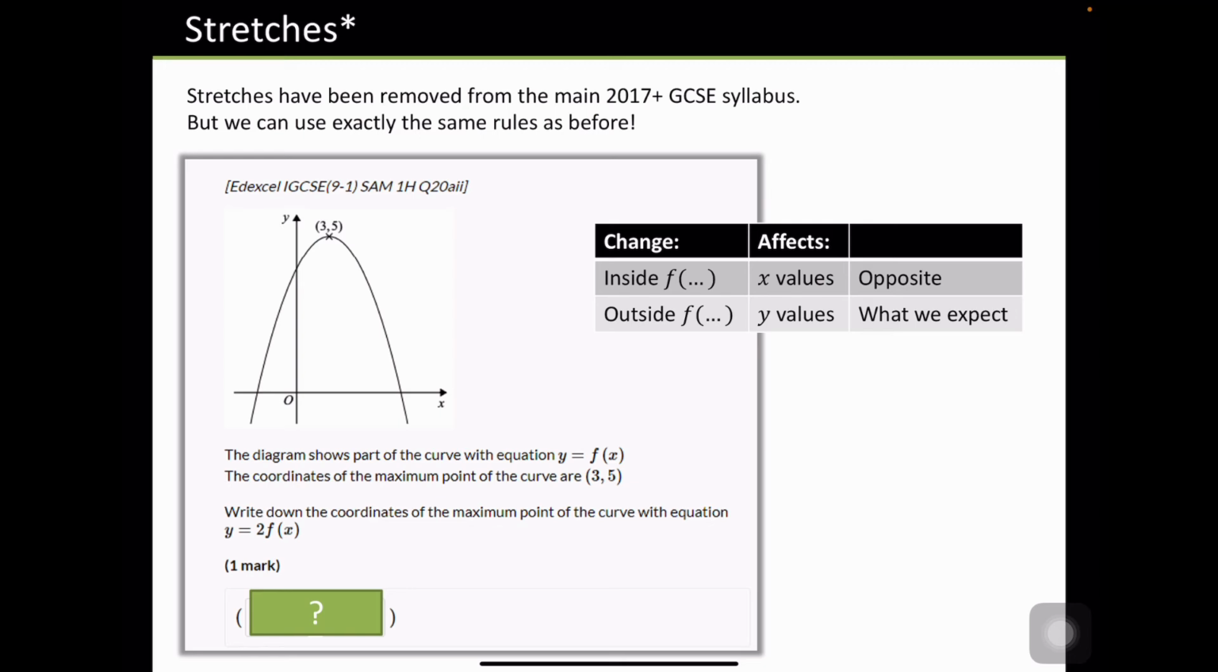Stretches have been removed from the main GCSE syllabus. However, you can just use the same rules as we've been using already. So if the value is outside of the brackets, then it's going to affect the y values. And so in this case, we are going to double our y value by 2, and we're not going to affect the x value. So x value is going to stay the same, 5 multiplied by 2. So our new coordinates are 3, 10.